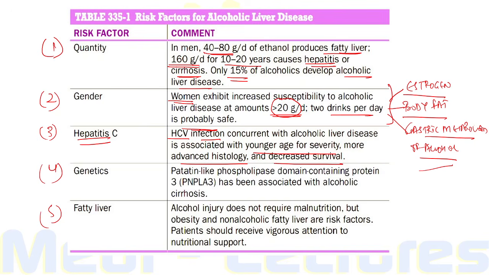Genetics: a protein known as patatin-like phospholipase domain containing protein, PNPLA3, has been associated with risk of alcoholic cirrhosis. Alcohol injury does not require malnutrition, but obesity and non-alcoholic fatty liver are themselves risk factors for the development of alcoholic liver disease. Therefore, patients should receive vigorous attention to their nutritional support. So this important table is very informative and this should be remembered by heart.